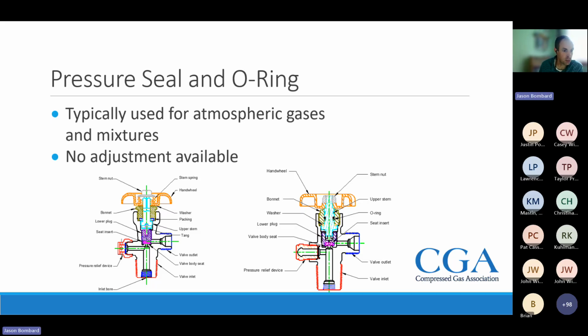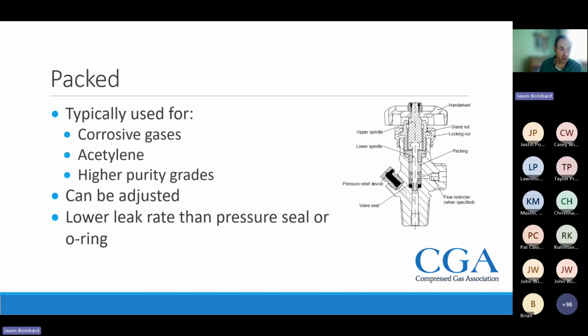So again, getting into the pressure seal and the O-ring, these are typically used for atmospheric gases and mixtures. There's no adjustment that can be made. So once they start to leak, you either have to take the valve apart and rebuild it, or replace it. Packed valves are used for a little more severe service, like corrosive gases, acetylene, higher purity grades. Again, these can be adjusted a little bit, and they've got a lower leak rate than a pressure seal or an O-ring valve.